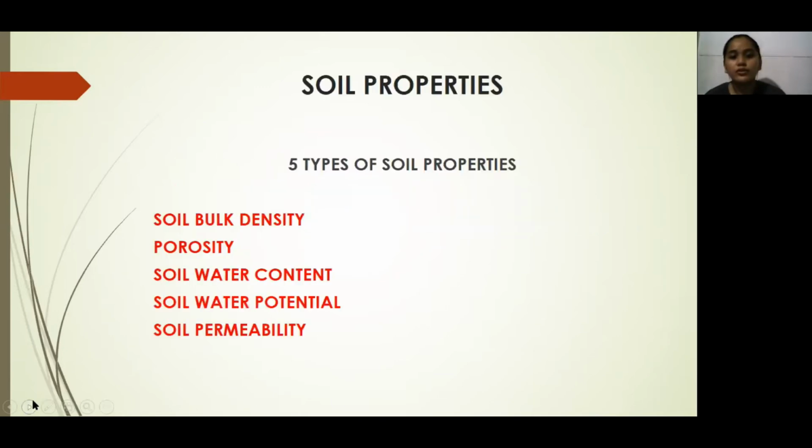The soil has five types of soil properties, which are soil bulk density, porosity, soil water content, soil water potential, and soil permeability. Let's start with soil bulk density.